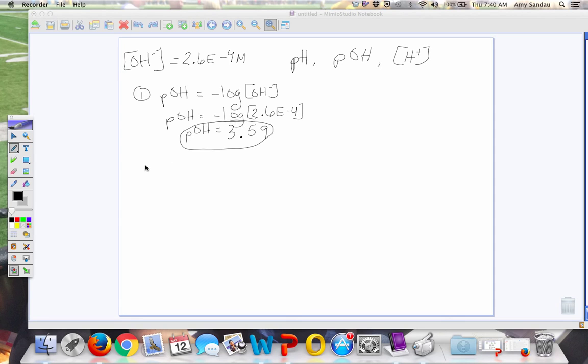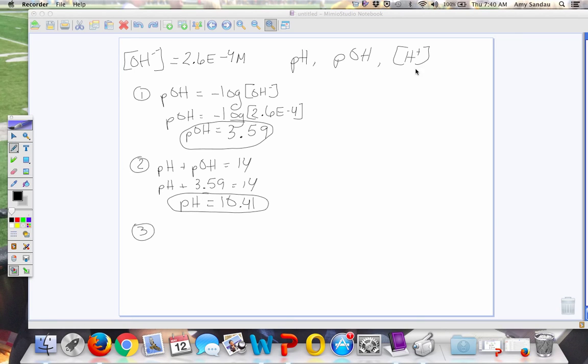The nice thing about that is once you have pOH, it's very easy to solve for pH because pH plus pOH gives you a total of 14. So pH plus 3.59 gives you 14. Subtract 3.59 from both sides, and your pH is going to be 10.41. 2 down, 1 to go.